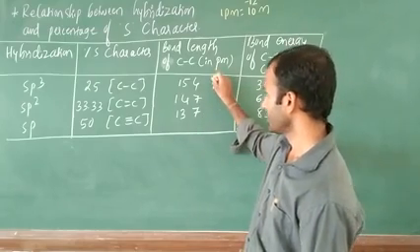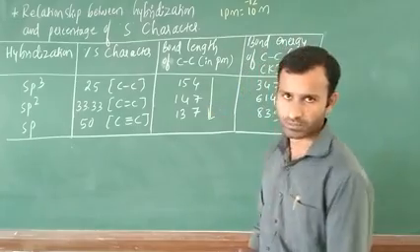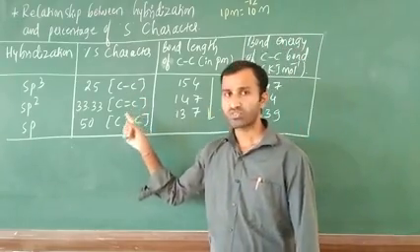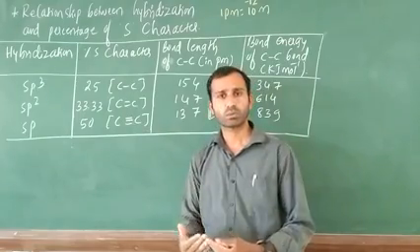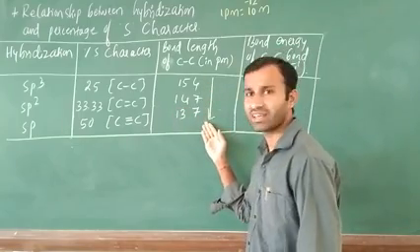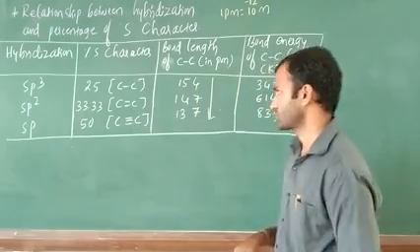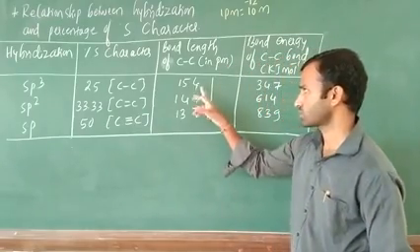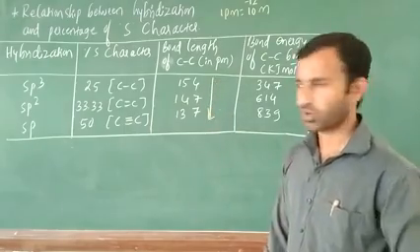Just see here, this series is in decreasing order. When the number of carbon-carbon bonds is going to increase, the bond length is going to decrease. These two are inversely proportional to each other. Here the bond length is 154, 147, 137. This is a decreasing order.